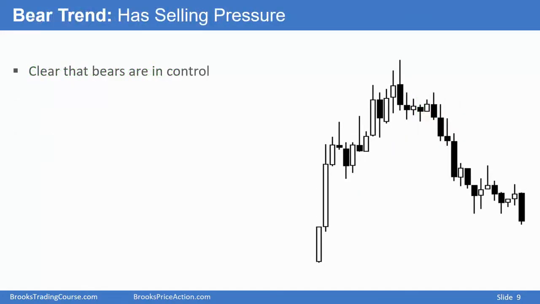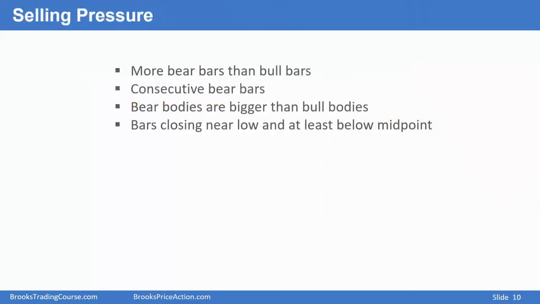Let me talk a little bit about a bear trend, and the opposite of what I just talked about is true for the bears. I want signs that the bears are clearly in control, and that clarity comes from selling pressure. I want to see more bear bars than bull bars. I want to see consecutive bear bars. I want the bear bodies to be bigger than the bull bodies. I want the bear bars closing near their lows or at least below the midpoint.